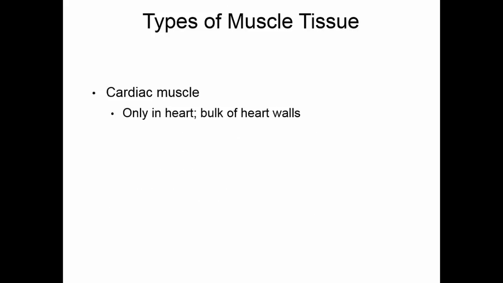Cardiac muscle is found only in the wall of the heart. It makes up the bulk of the heart. This tissue is also striated. It has the same kind of stripes that we see in skeletal muscle, but it is involuntary tissue. We do not consciously control when the cardiac muscle contracts.